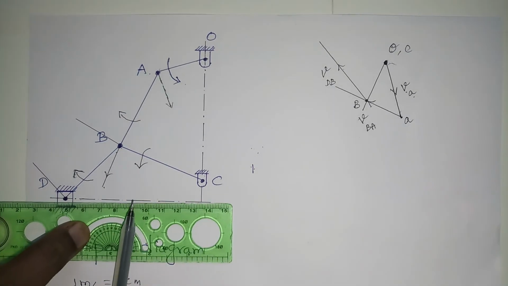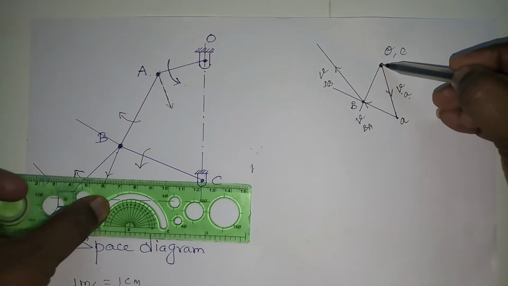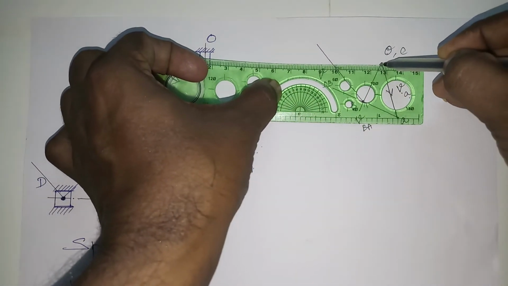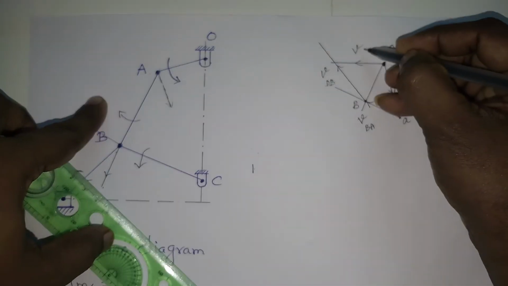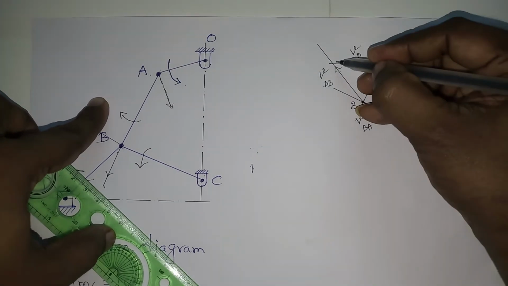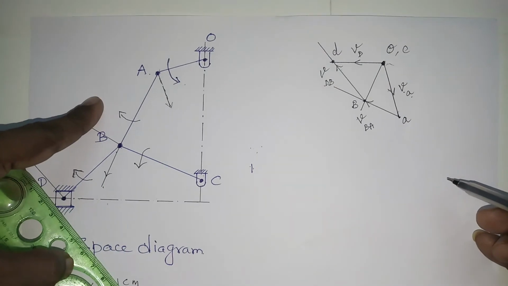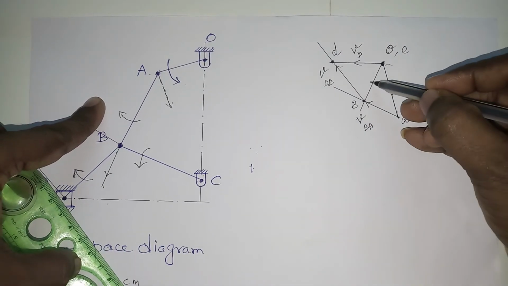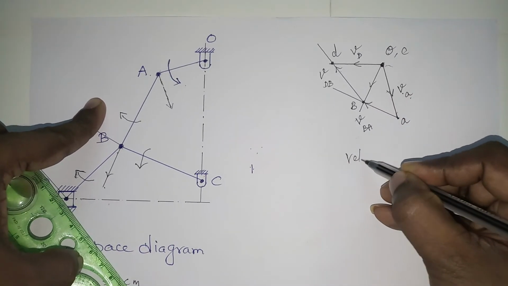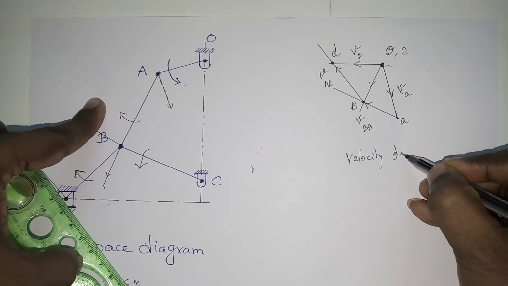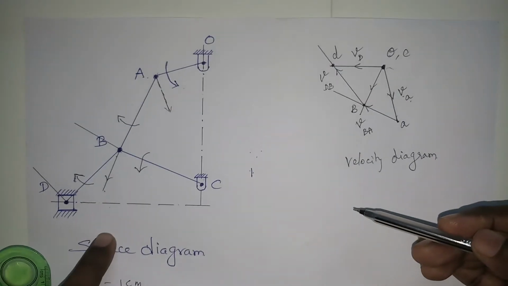So place your ruler here and move towards the point O and C already fixed here, and just fix this one and draw a line like this. So this is velocity D. Now this intersecting point gives the D value. The direction of rotation is this type, that's all. Now we have constructed the velocity diagram for the given space diagram.